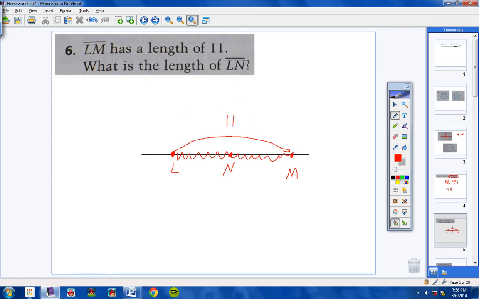Now they're asking us to find the length of LN, just from here to here. Well, students, aren't you just cutting 11 in half? Well, sure you are. So 11 divided by 2 would be 5.5, or you're also welcome to say 5.5, okay? 5.5 or 5.5. Pretty simple. All right, number 7.